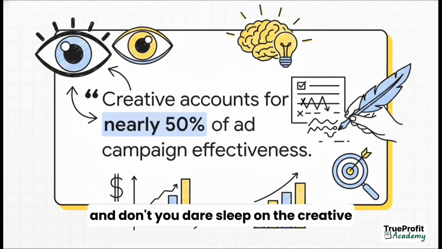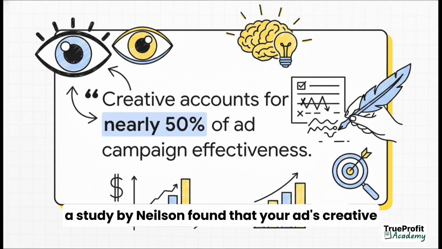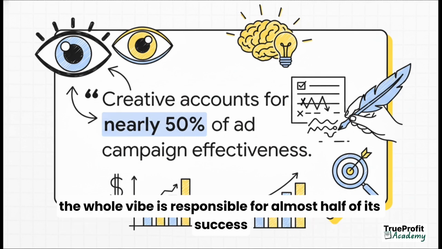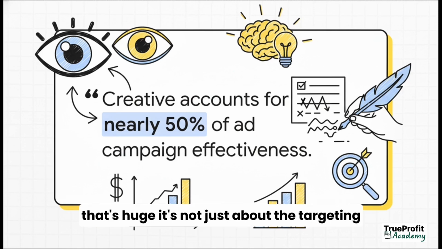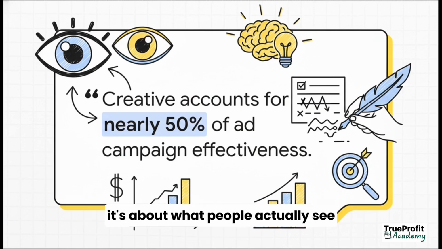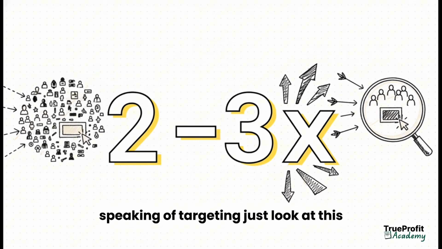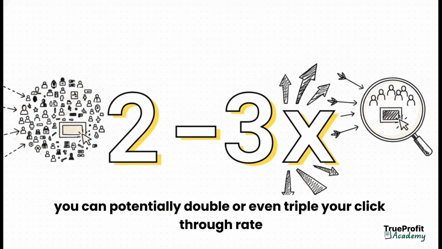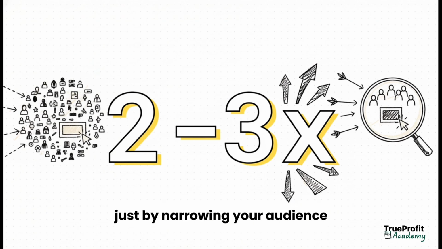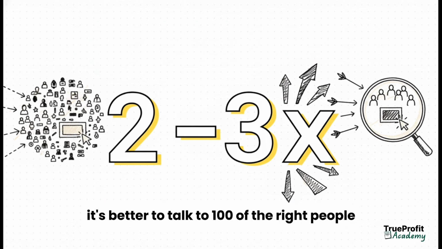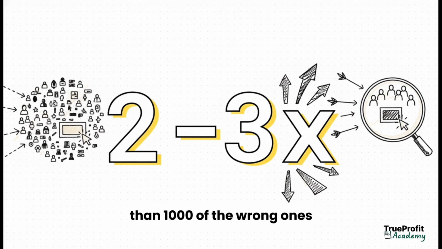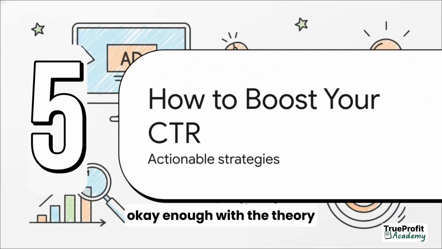And don't you dare sleep on the creative. A study by Nielsen found that your ad's creative, the visuals, the words, the whole vibe, is responsible for almost half of its success. That's huge. It's not just about the targeting, it's about what people actually see. Speaking of targeting, just look at this. You can potentially double or even triple your click-through rate just by narrowing your audience. It proves the old saying, it's better to talk to 100 of the right people than 1,000 of the wrong ones.